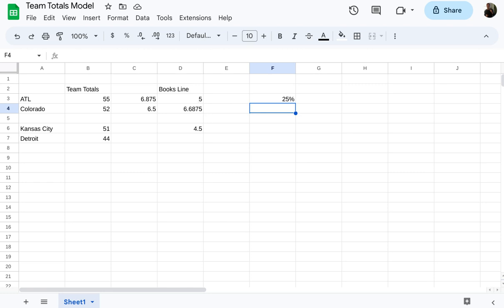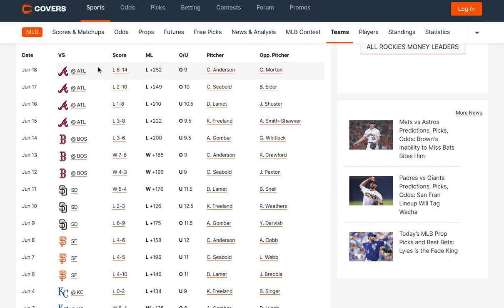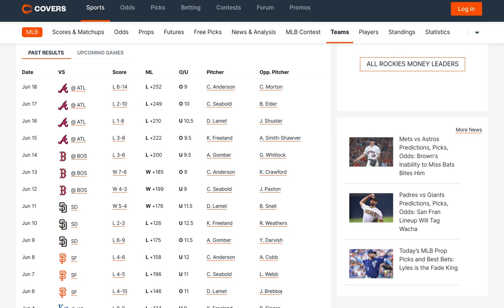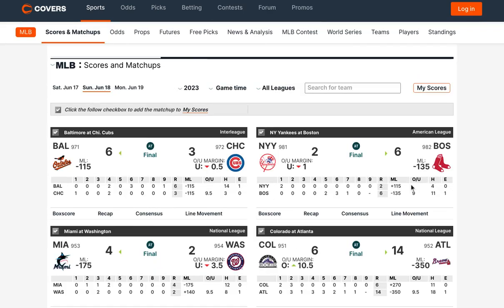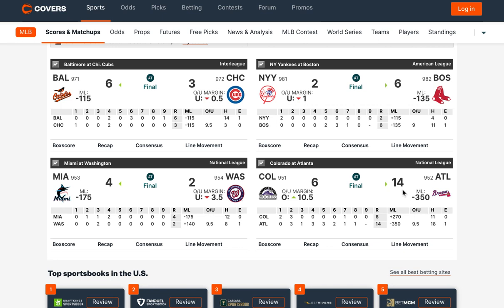And the final result of that was Atlanta went well over the team total there. They actually ended up scoring 14 runs yesterday. So again, very simple way to calculate team totals. And again, you can see how effective this is.